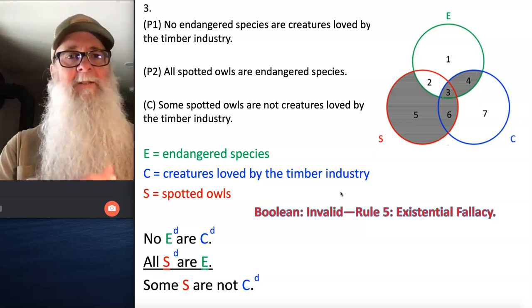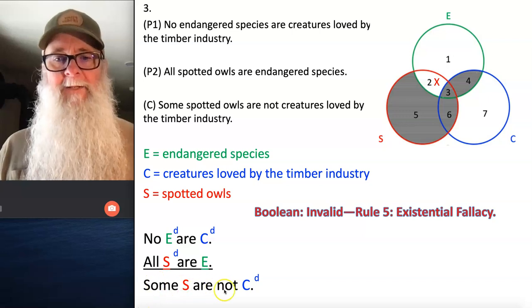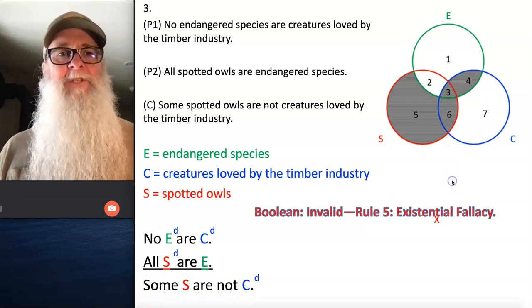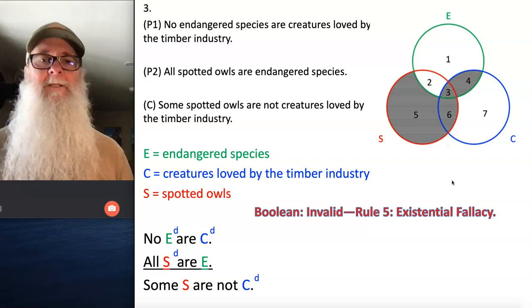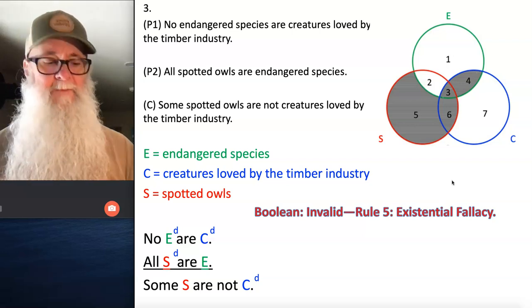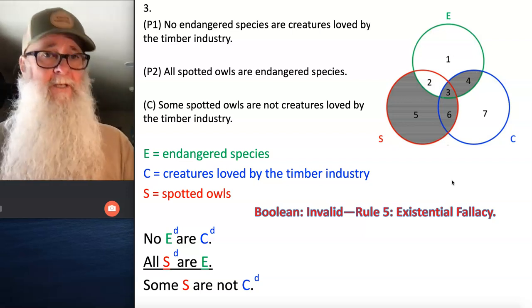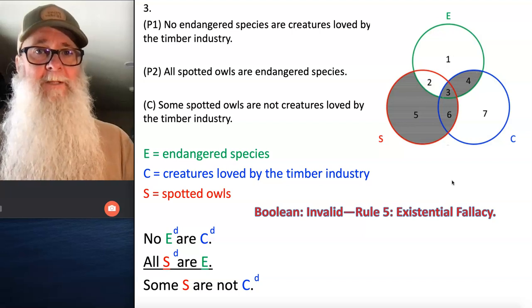And you can see this in the Venn diagram. We don't have an X here in area 2 that would reflect the conclusion statement. And the fact that we don't have an X there after marking both premises is, again, validation that we're evaluating this argument correctly. It's invalid from the Boolean standpoint. However, because it didn't violate any of the first 4 rules, this argument is conditionally valid from the Aristotelian standpoint.